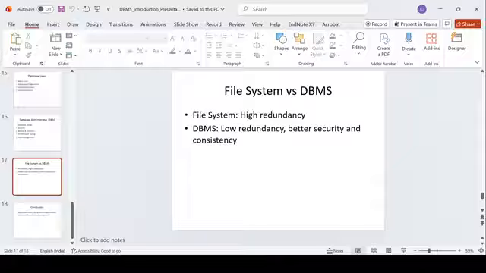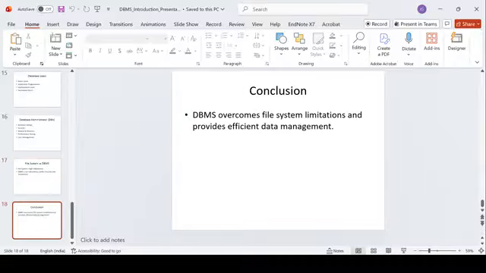So compared to file system, a DBMS reduces redundancy, improves consistency, provides better security and manages data more efficiently. So next we see the conclusion part. DBMS is an efficient system for storing and managing data.